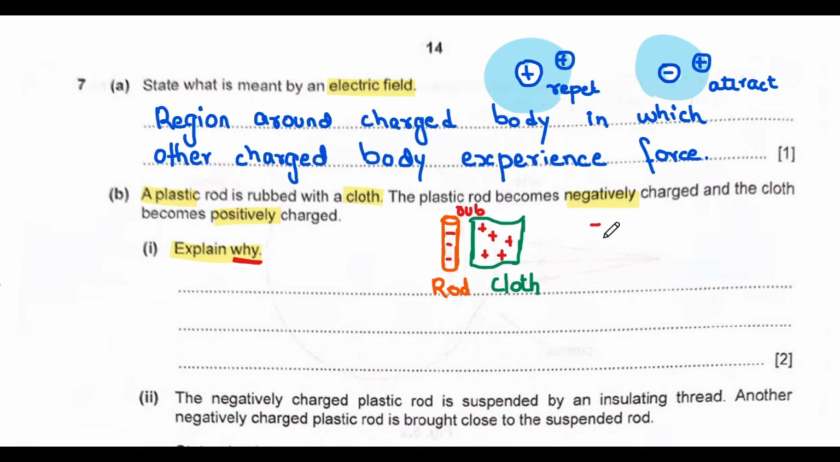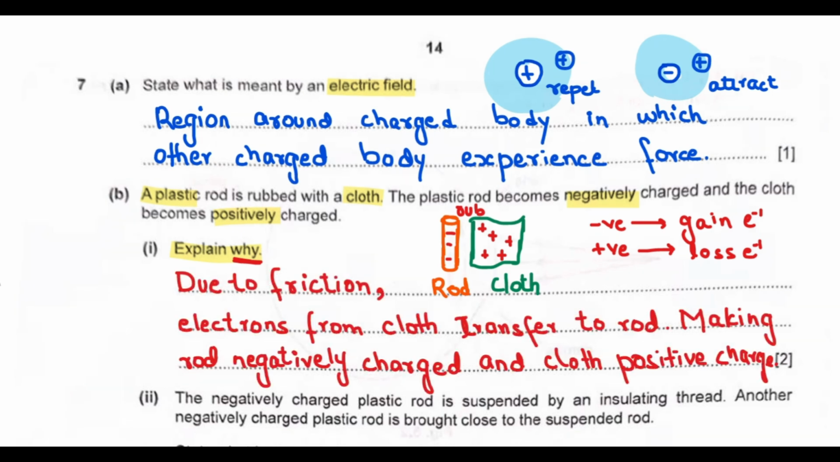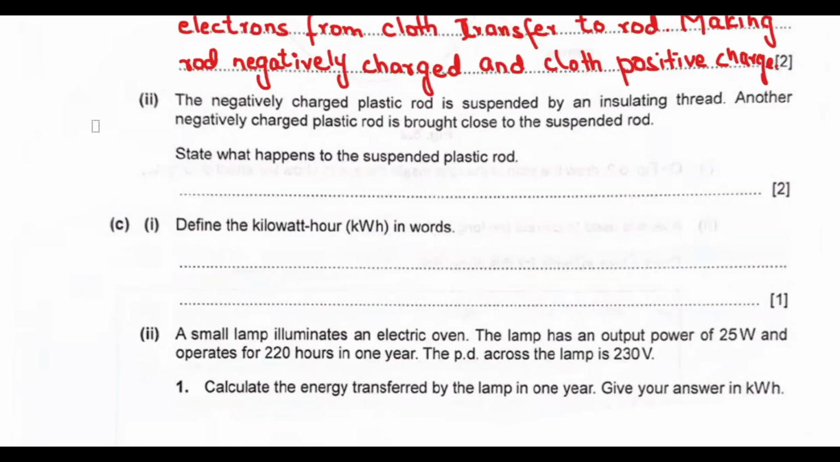Because an atom is neutral overall, but when it gains an electron, it becomes negatively charged. And when an atom loses an electron, it becomes positively charged. So the atoms of the cloth, after losing their electrons to the rod, become positively charged, and the rod, after gaining the electrons of the cloth, becomes negatively charged. So the answer to this question is: due to friction, electrons from the cloth transfer to the rod, making the rod negatively charged and the cloth positively charged.